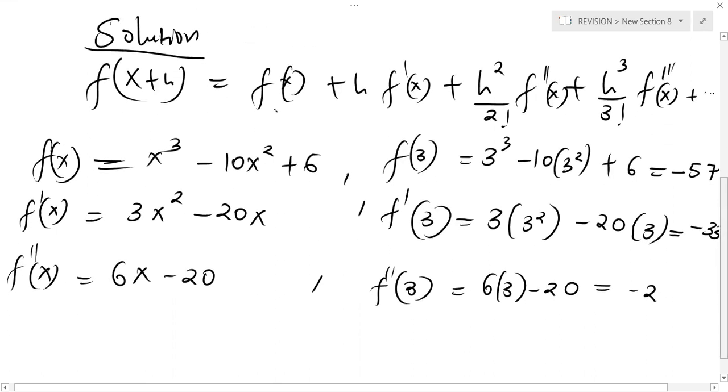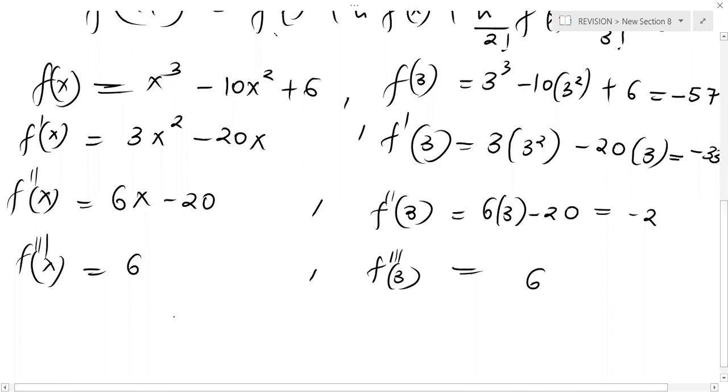Then f third prime of x, differentiating this will give 6. So f third prime of 3, we don't have an x here, so this will just be 6. If we were to continue and get the fourth prime, we'll get a 0. So there's really no point of evaluating this because this will be 0. So obviously, f fourth prime of 3 will be 0.